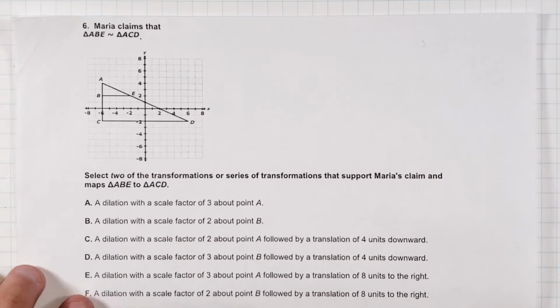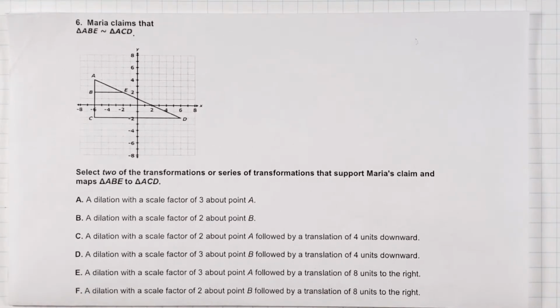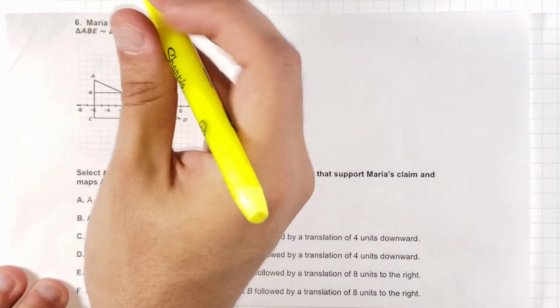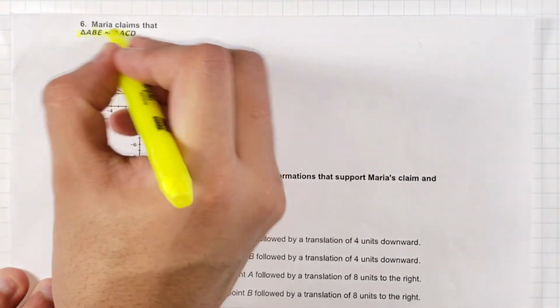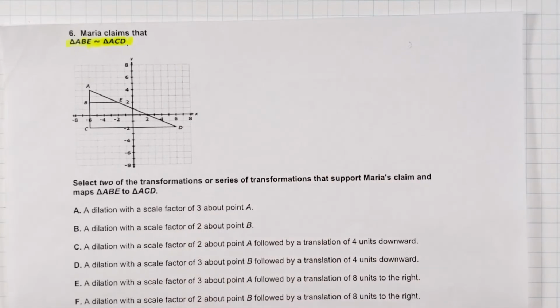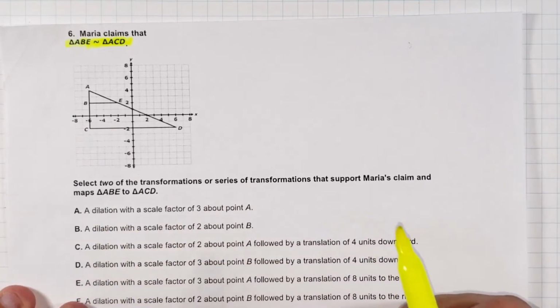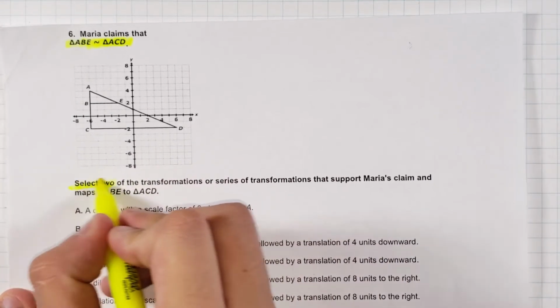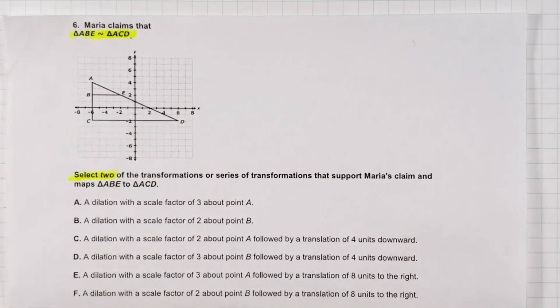So now we have number 6. It says, Maria claims that triangle ABE is similar, okay? That's similarity, right? So she's claiming that triangle ABE is similar to triangle ACD. So what we can do here is, this is a select all that apply problem. So we want to be careful, and they're actually being nice in this problem. Look, they're saying select 2 of the transformations. That's pretty nice. Select 2. So we know there's only 2 answers that are right.